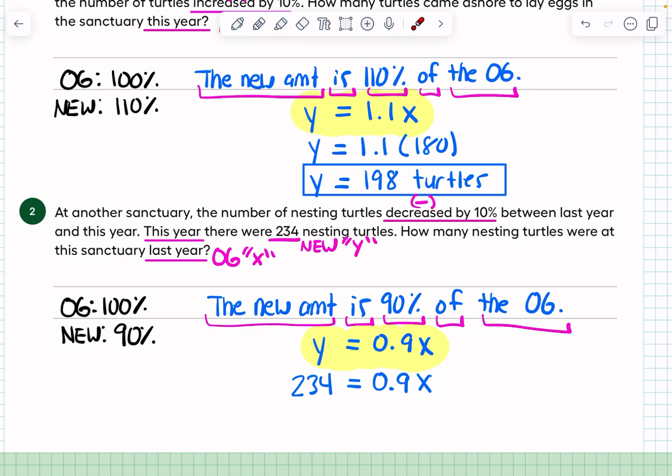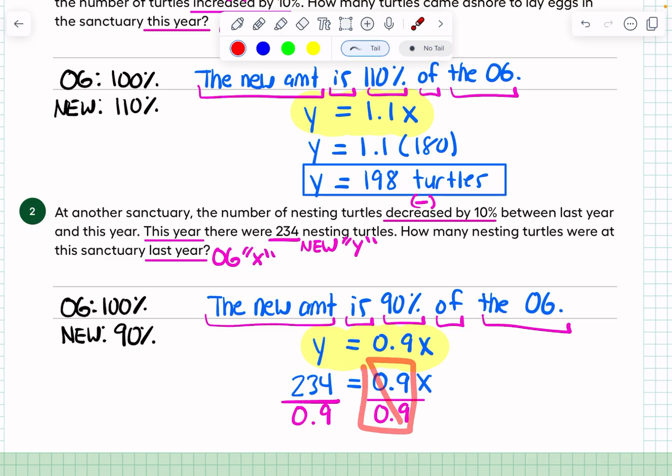But as you can see, since X is being multiplied by 0.9, to undo that, to Uno reverse that, is to divide by 0.9 to both sides. So we'll divide by 0.9 to both sides. And as you can see, 0.9 divided by 0.9, that's 1. That's how you get 1x. And I'm going to flip the sides because I can and because I want to. So 234 divided by 0.9 is 260.